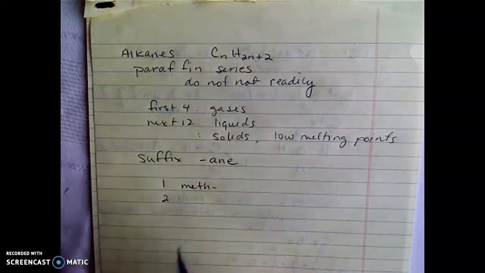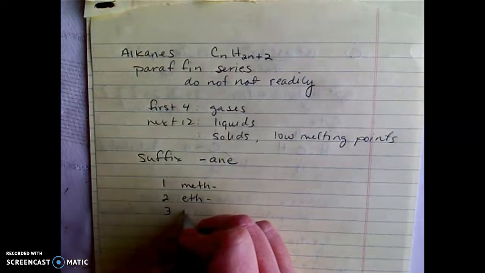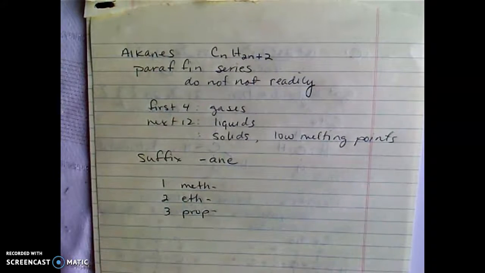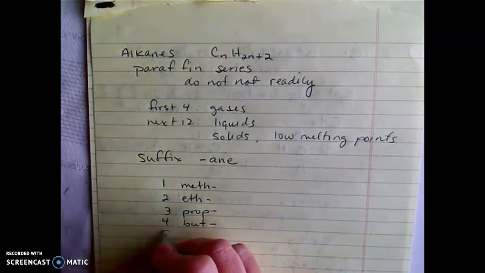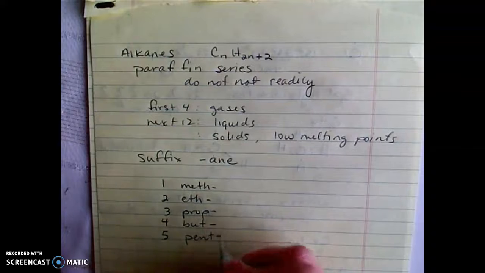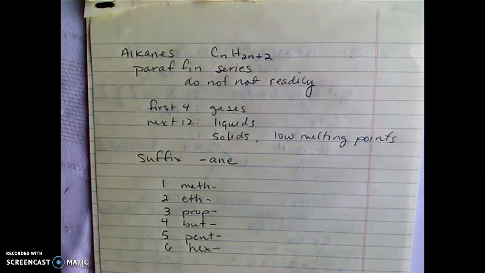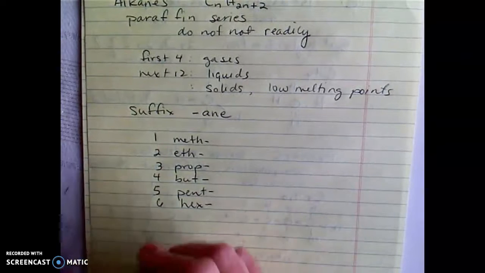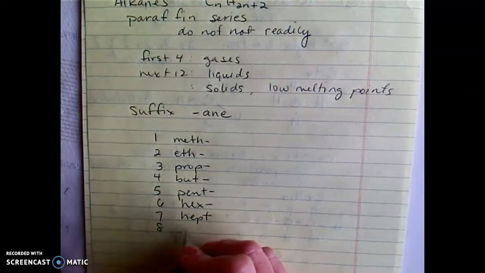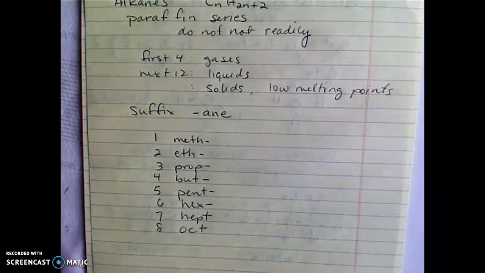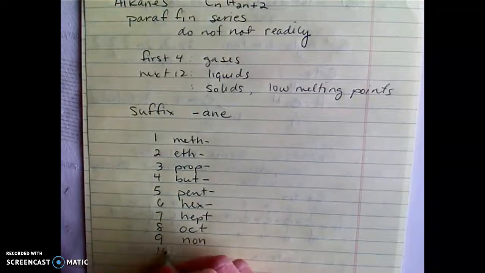2 is eth. 3 is prop. 4 is but. 5 is pent. 6 is hex. 7 is hept. 8 is oct. 9 is non. And 10 is dec.